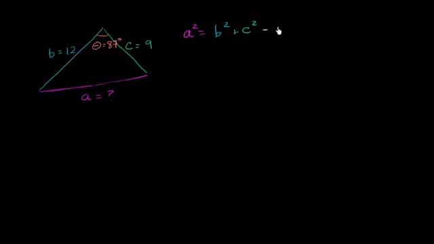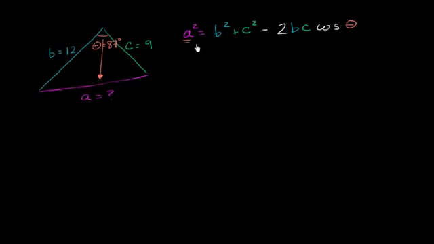So the law of cosines tells us a squared is going to be b squared plus c squared minus 2 times bc times the cosine of theta. And this theta is the angle that opens up to the side that we care about. So we can use theta because we're looking for a. If they gave us another angle right over here, that's not the angle that we would use. We care about the angle that opens up into the side that we are going to solve for.